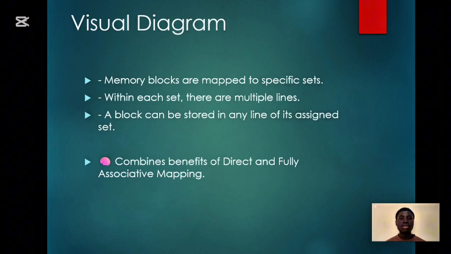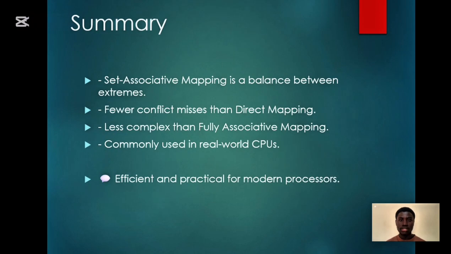For example, in a four-way set associative cache, each set has 4 lines, allowing 4 different blocks to coexist in the set. Also, visual diagrams show how memory blocks are assigned to specific sets. Some advantages of set associative mapping are that it is faster than fully associative mapping because the entire cache is not searched.